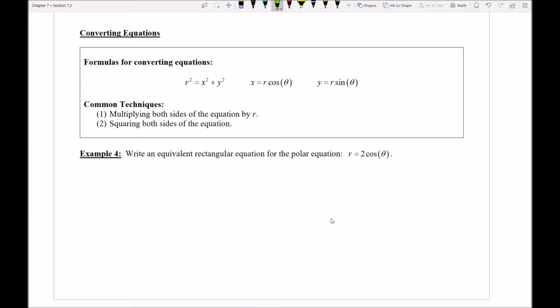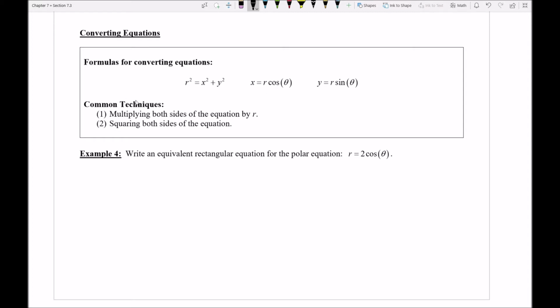Well, now we're going to take a look at how to convert polar equations back to rectangular equations and vice versa. So let's take a look here. First, we're going to see that we have some formulas that are going to be very, very important for us as we attempt to convert equations. We're going to use this Pythagorean theorem relationship, r squared is equal to x squared plus y squared, and then our relationships on x and y and how they are equal to r's and thetas.